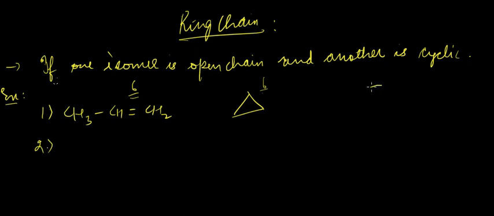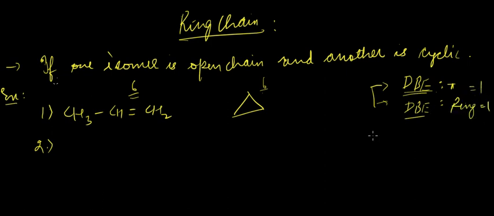Okay, remember that the dB should not change. I mentioned in the dB video tutorials that the dB of a pi bond and dB of a ring are both to be considered as 1. So this is based on dB concept only that we are having ring chain isomerism in the picture. Okay, this is another example.